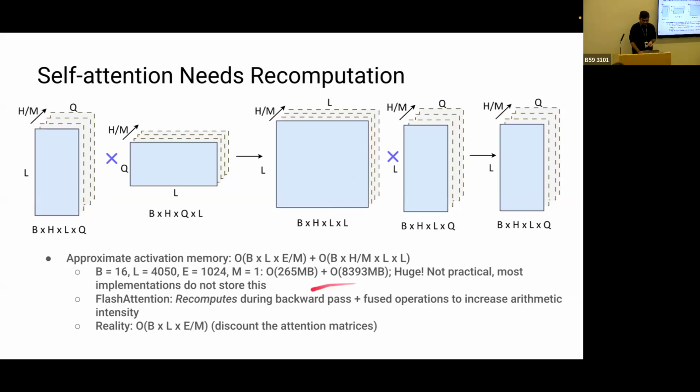What flash attention does is it says, forget about storing this matrix. I will just recompute this during the backward pass as and when I need it, so that you don't see this huge GPU memory utilization. Flash attention is switched on by default in our code base, but in the hands-on, I'll show you where you can switch it off, so you can actually see things explode.